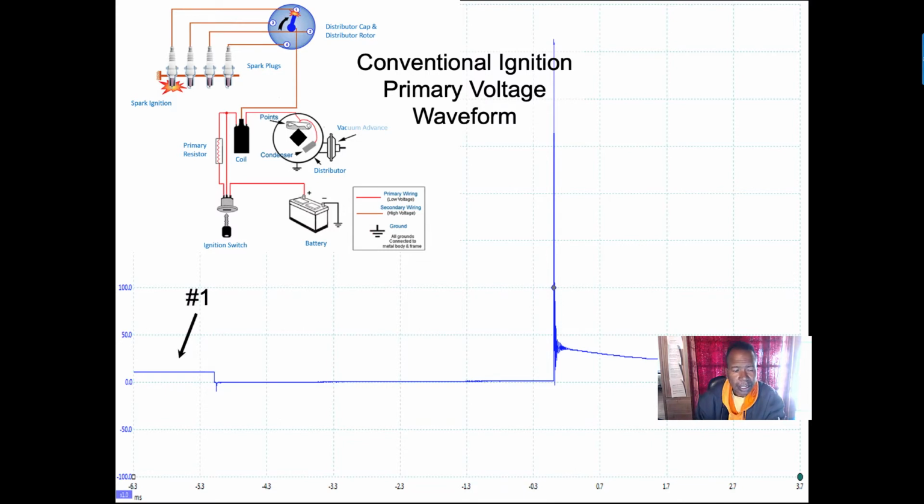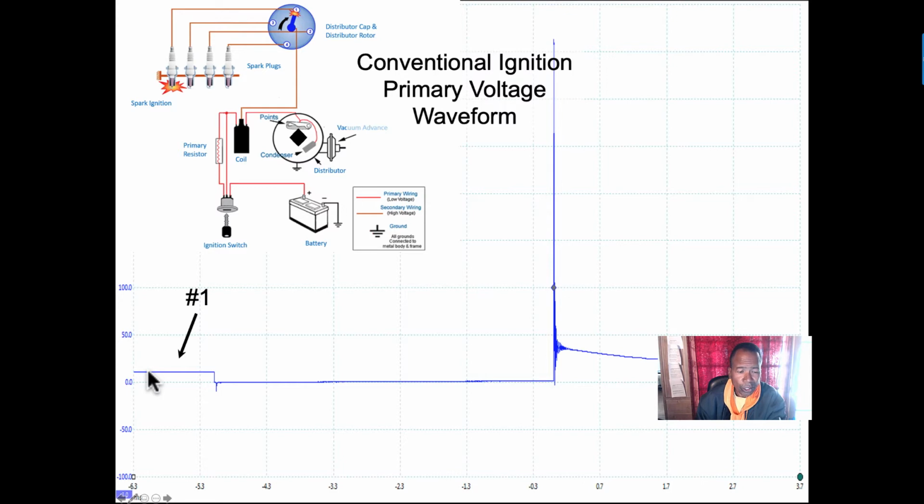Number one is battery voltage. Key on, engine off, we will have battery voltage up here to the negative side of the coil, coming from the positive end, because it goes through the coil windings and sits here. As long as the points are open, key on, engine off, I'm going to have battery voltage, which is this. This represents my battery voltage, 12.6 volts.